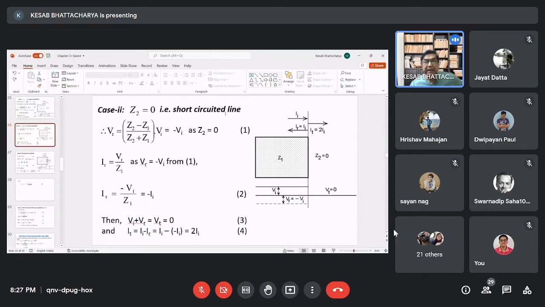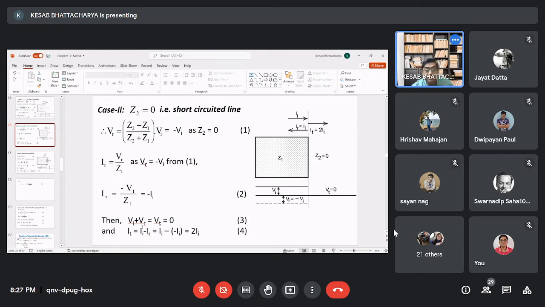Next is short circuited line, case 2. Z2 is equal to 0. Then VR will be equal to what? VR will be equal to minus of Vi. VR is expressed like this, Z2 minus Z1 by Z2 plus Z1 into Vi. Now, if Z2 is 0, then it becomes equal to minus Vi. VR is equal to minus of Vi. And IR is equal to VR by Z1. As VR is equal to minus Vi, then IR will be equal to minus Ii, as it is seen from equation 2.